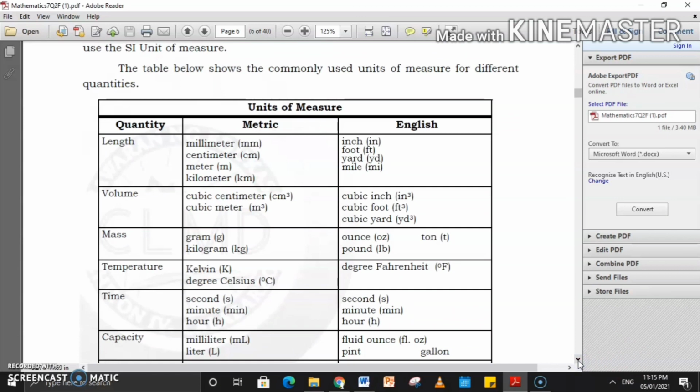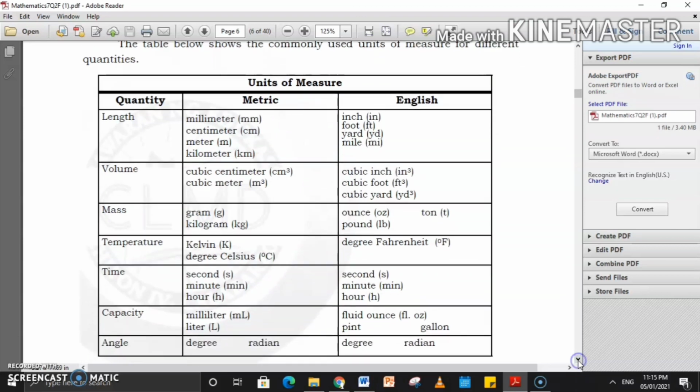Next, sa time. So, sa time naman, halos parehas lang ang metric system at English system. So, seconds, minutes, hours, yan. Okay, pwede rin dyan sinusukat din minsan number of days, number of months. Next, capacity. So, halimbawa, capacity, milliliter, liter, centiliter, kiloliter, hectoliter, decaliter, ganun. And then, English system, fluid ounce, pint, or gallon.